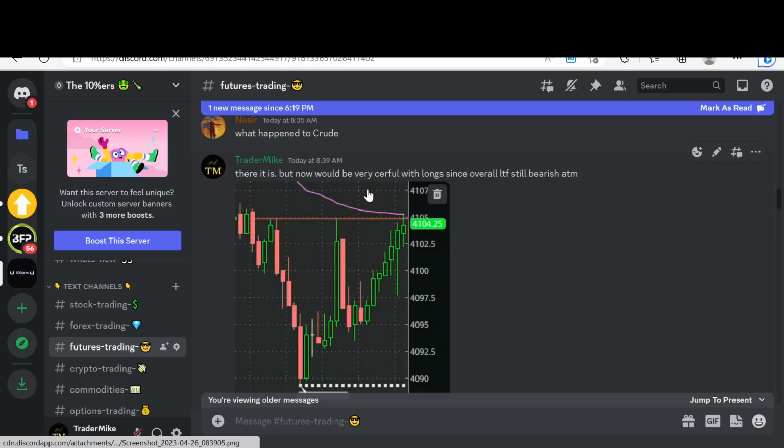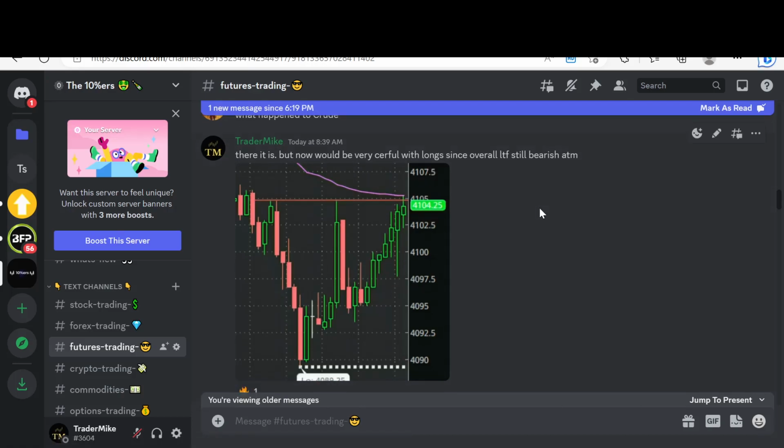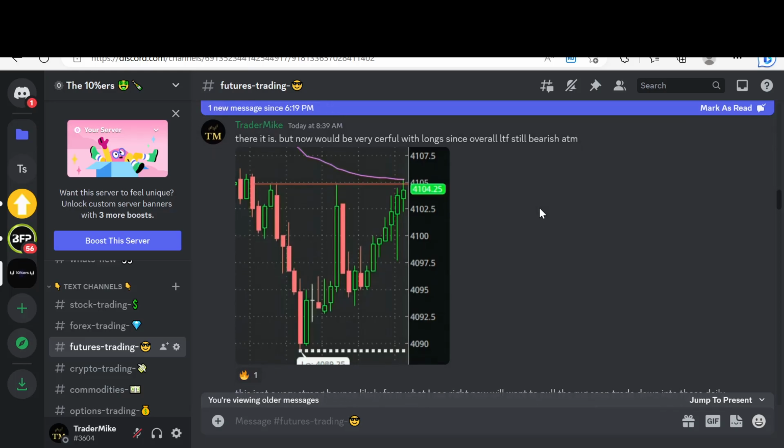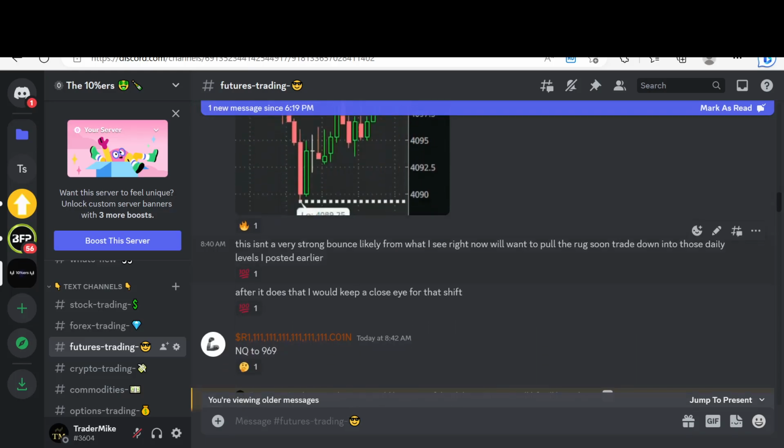I said there it is, but now would be very careful with longs since overall lower time frame still bearish, which we've already talked about. I said this isn't a very strong bounce. Likely from what I see right now, we'll want to pull the rug soon, trade down into those daily levels I posted earlier.